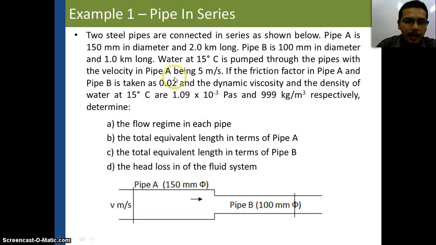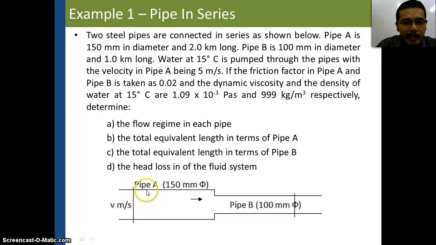Okay, before we end our topic today, we have two examples, example 1 and example 2. Example 1 is pipe in series, example 2 is pipe in parallel. In example 1, pipe in series, you can see here they have two pipes, pipe A and pipe B. They are two steel pipes, equal material, but different diameters: 150 mm for pipe A, 100 mm for pipe B.